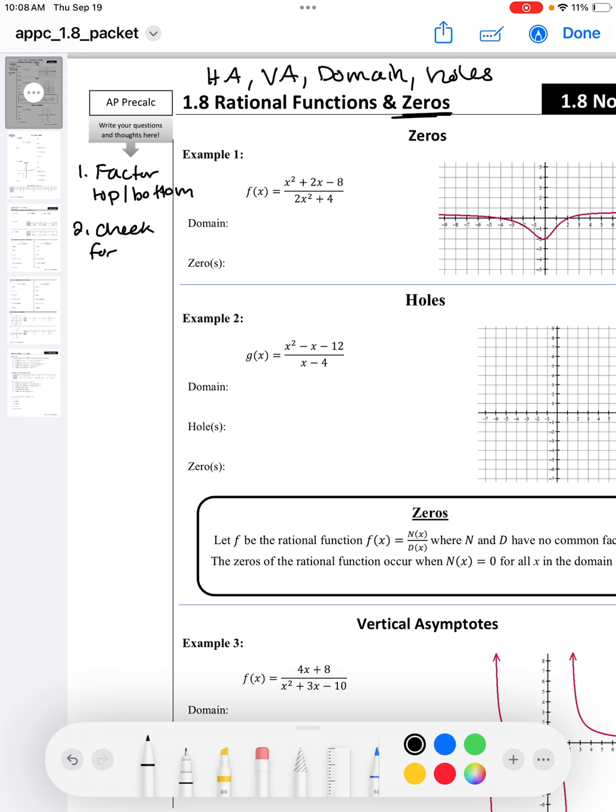So factor. The reason we have to factor the top as well is you want to check for holes. So if there is a hole, it can't be a 0. So that's why we're going to check for it. And then the third step, you set the numerator equal to 0.